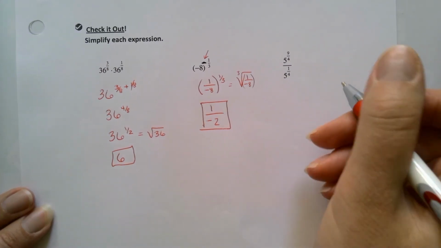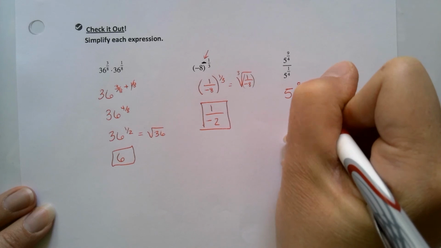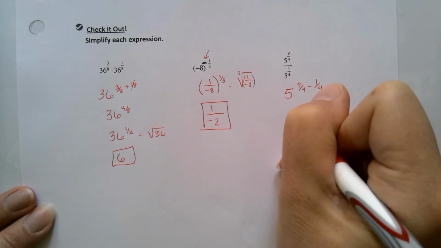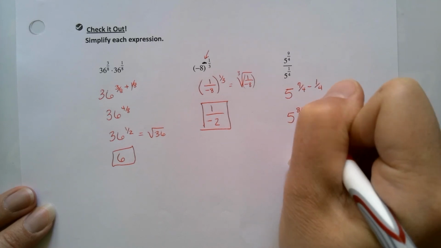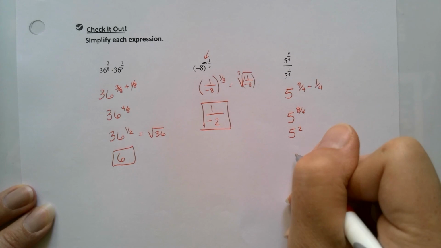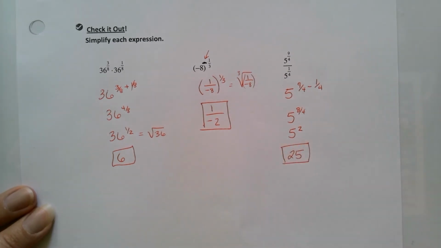All right, next one we have division. So we're going to keep that base of 5. We're going to take 9/4 minus 1/4, and that gives me 5 to the 8/4. Pretty nice, because 8/4 is the same as 2, and 5 squared is 25. All right, so those are examples.